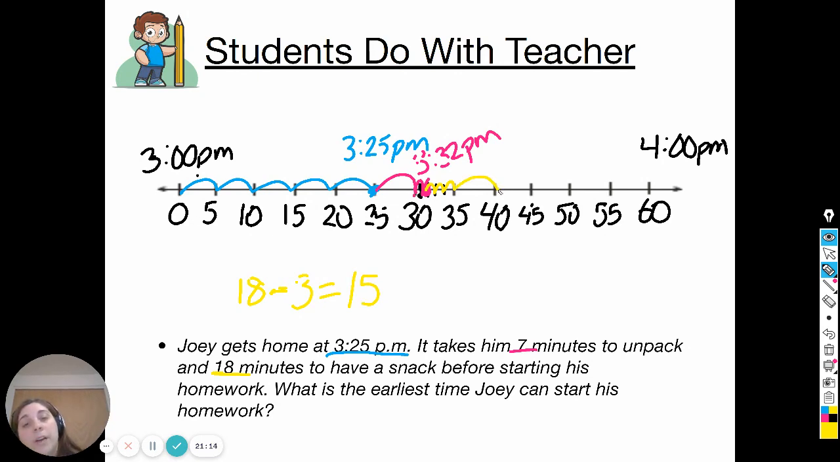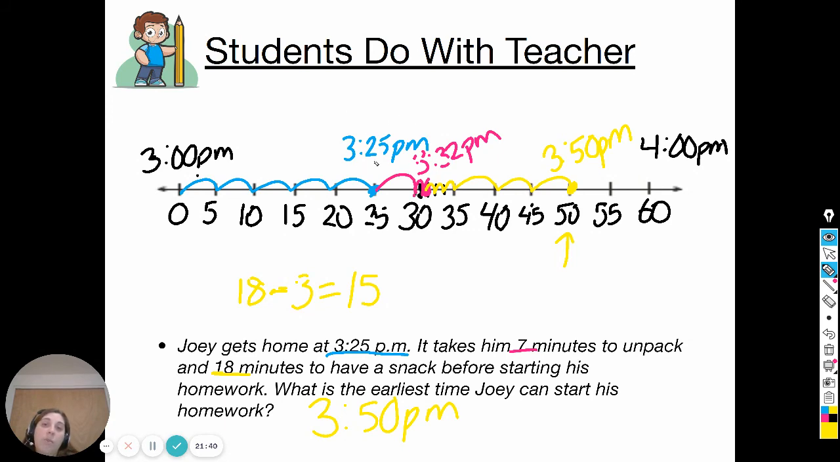Okay, 5, 10, 15. Plot my point, and you can see that's right there at the 50, so the time is 3:50 p.m. So what is the earliest time Joey can start his homework? The earliest time he can start is 3:50 p.m.